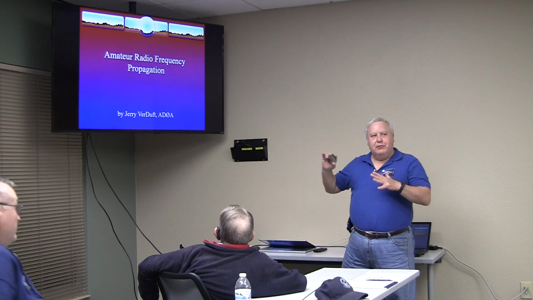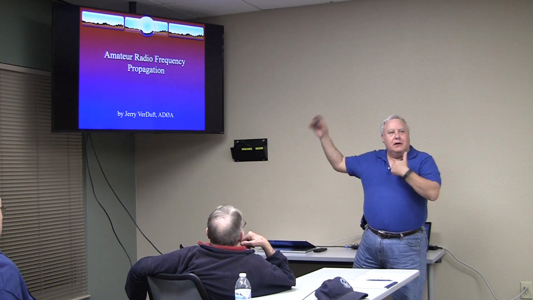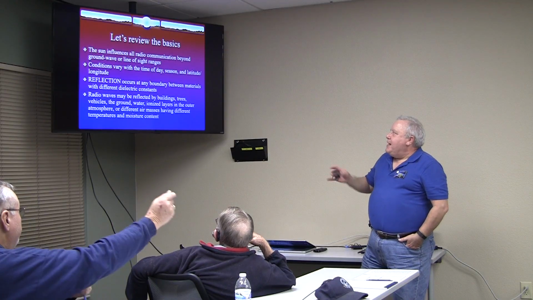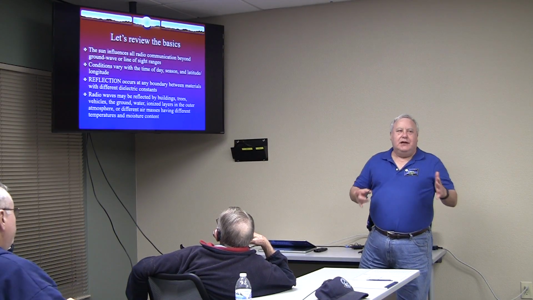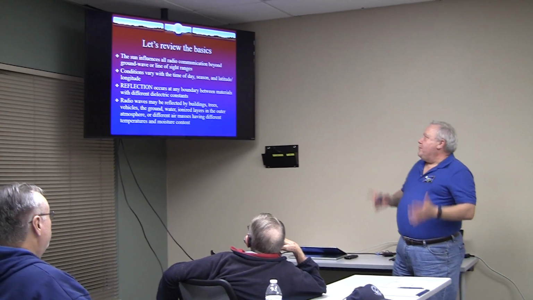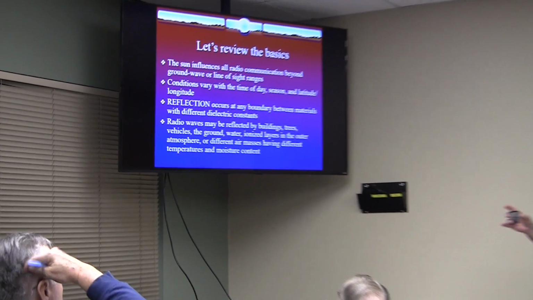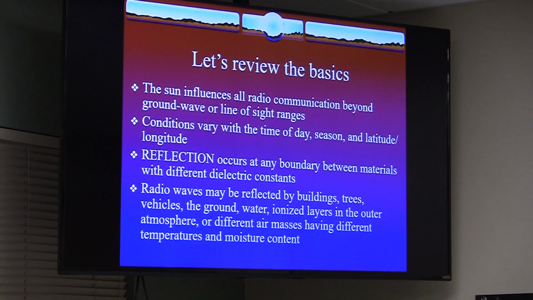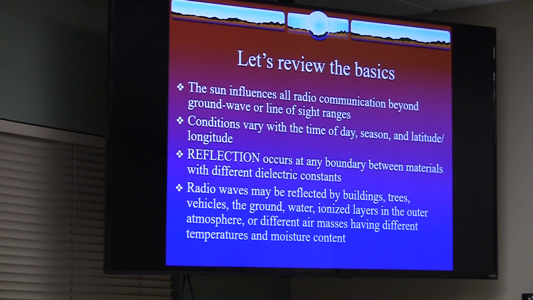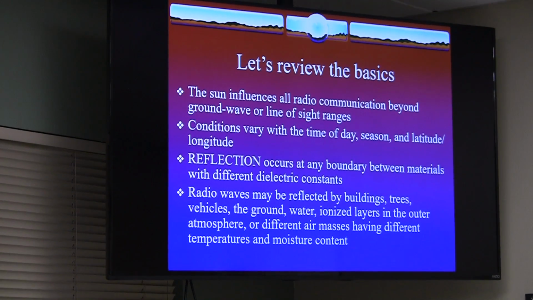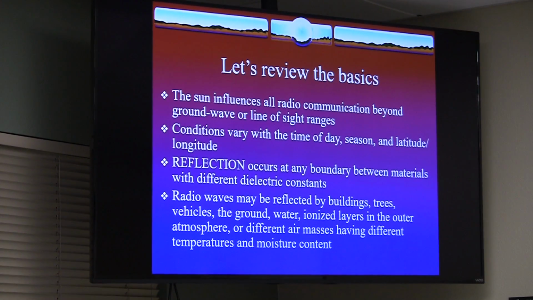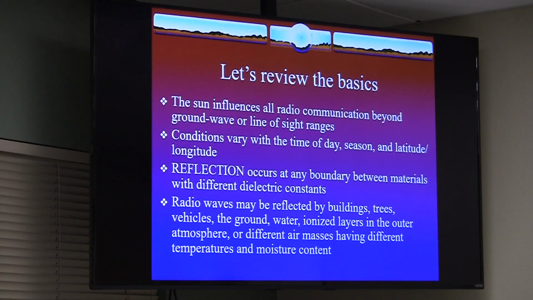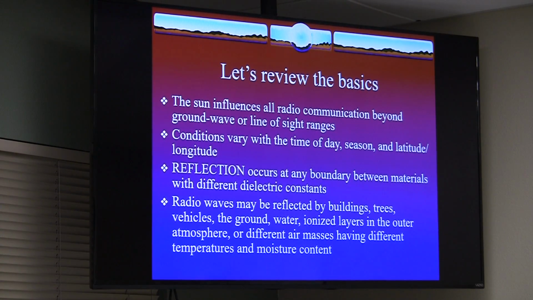So I'm going to go through, I don't want to cover every chart, but we'll talk about it. The basics are, we know the sun influences radio propagation, and that's beyond what they call ground wave and line of sight. So people know what ground wave and line of sight are. Basically, your HT is line of sight. If you can see the antenna, you can talk to it. If you can't see the antenna, you can't talk to it. Usually that's how it works.